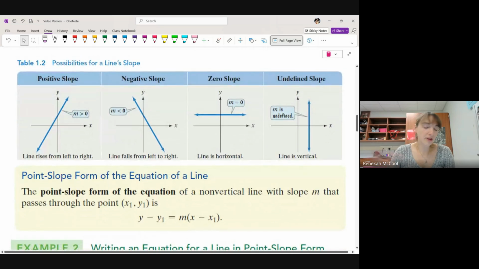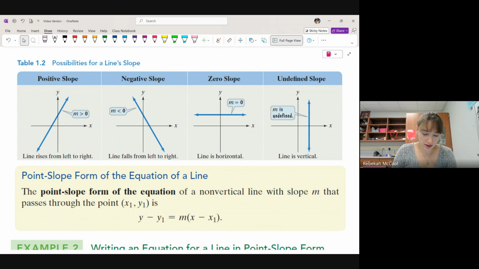This is the possibility of what it could look like depending on what your slope is. If you have a positive slope, your line is going to rise from left to right, so it's going to go up as we travel from left to right. If you have a negative slope, your line is going to fall from left to right, so we're going down as we move from left to right. If you have a horizontal line, your slope is 0.